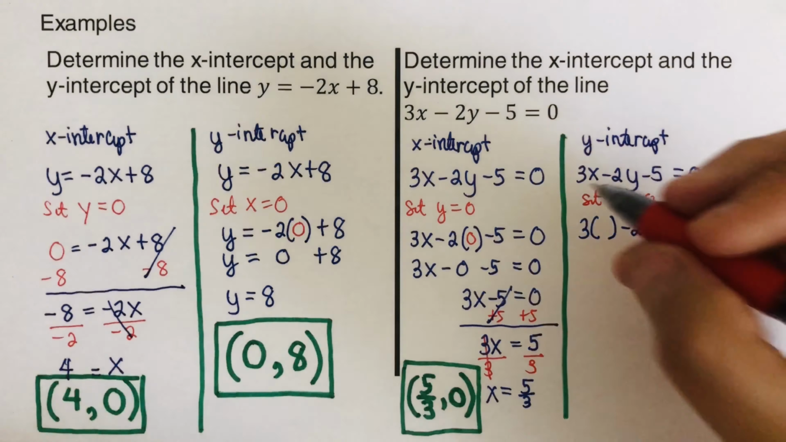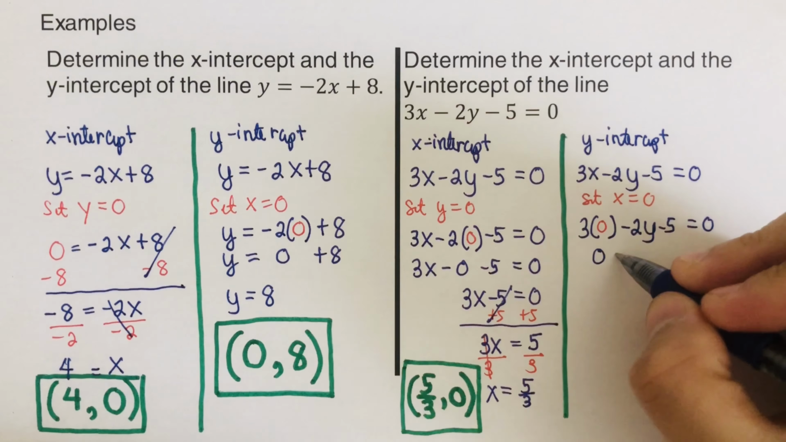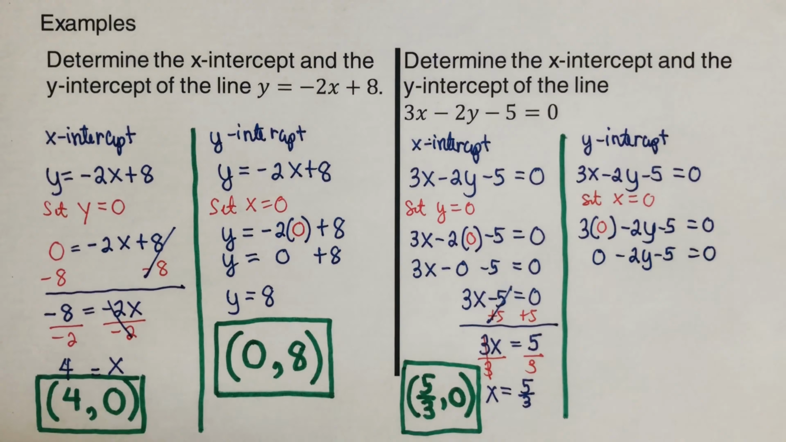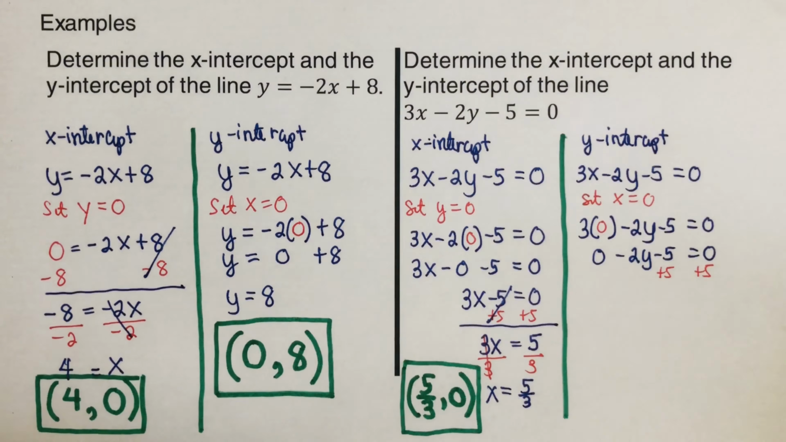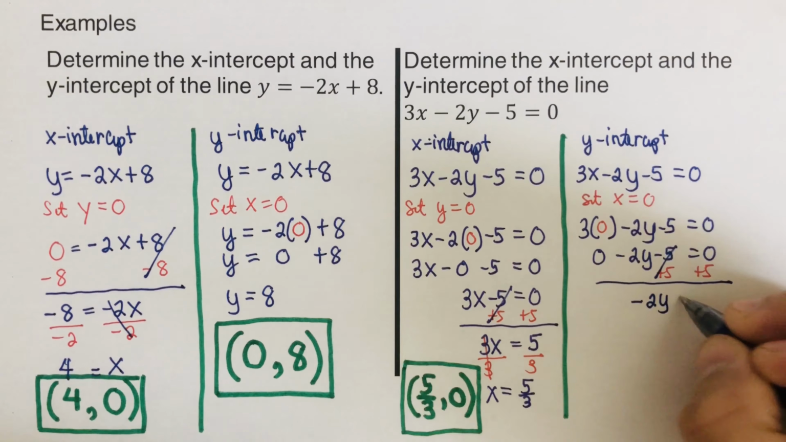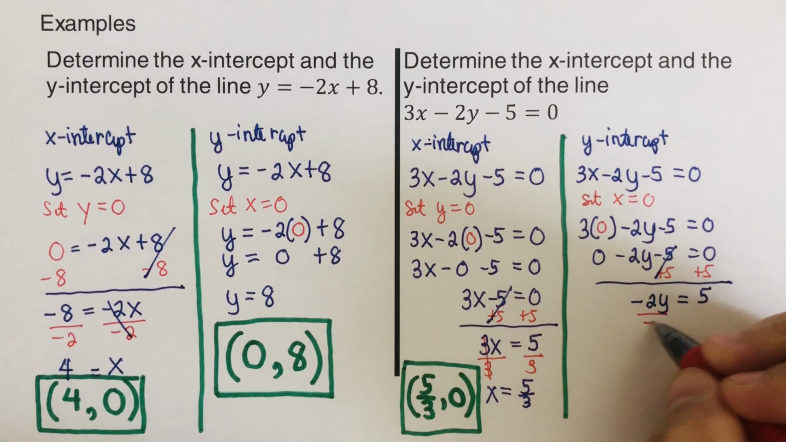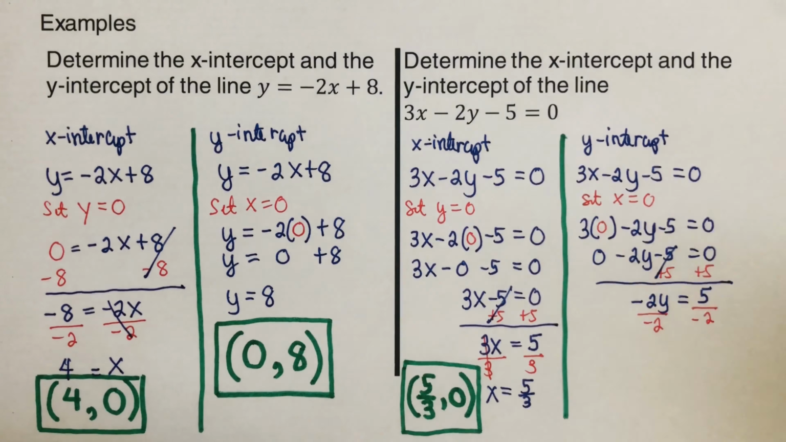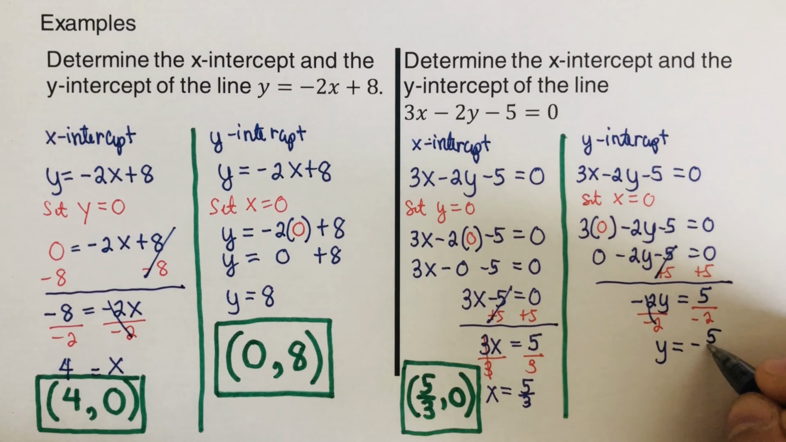And we put in the 0 here. So 3 times 0 is 0. Minus 2y minus 5 equals 0. We want to solve for y. So then we go ahead and add 5 to both sides. So then we can cross the 5 out. So we're left with negative 2y equals positive 5. We divide both sides by negative 2 so we can have y by itself. So then we're left with y equals negative 5/2.